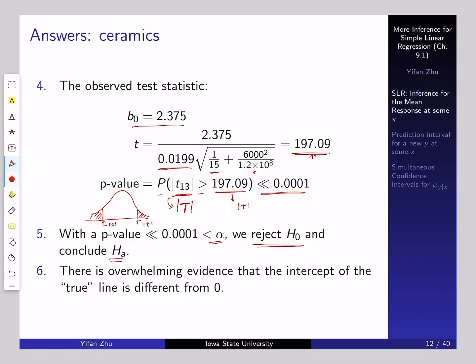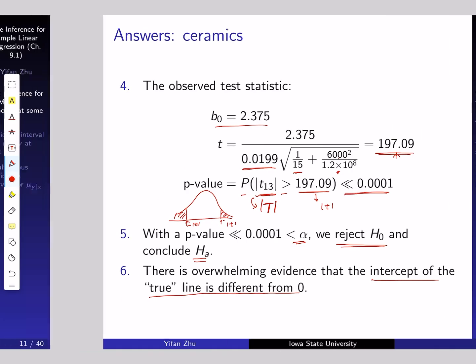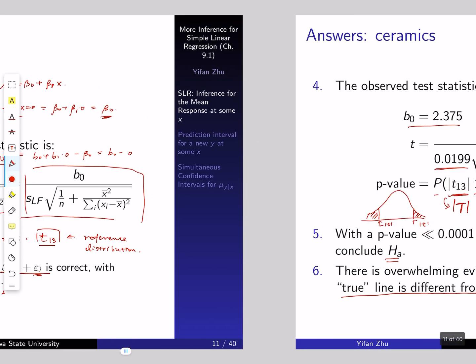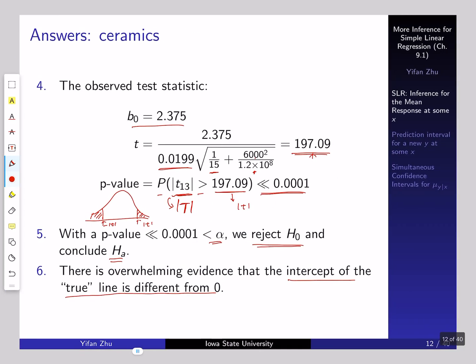So the conclusion in layman's terms would be that there is overwhelming evidence that the intercept of the true line is different from 0. The alternative is this, not equal to 0. So this is just a translation of that alternative hypothesis.